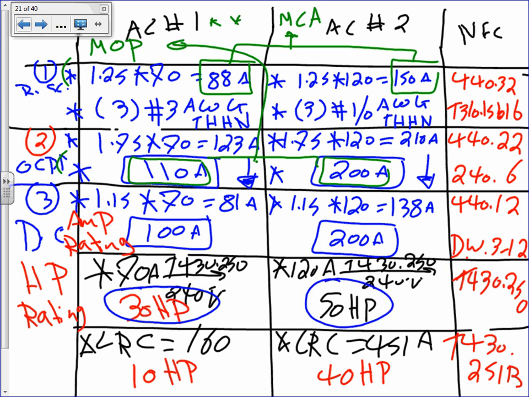So, to summarize: I need a 200 amp, 50 horsepower disconnect for the air conditioning machine tool, and a 100 amp, 30 horsepower rating for machine number one. You have to do two calculations for the horsepower: the calculation based on the locked rotor current and the calculation based on the full load current. Okay? Any questions, guys, about this? Locked rotor current and full load current. These are the two calculations that you have to use.